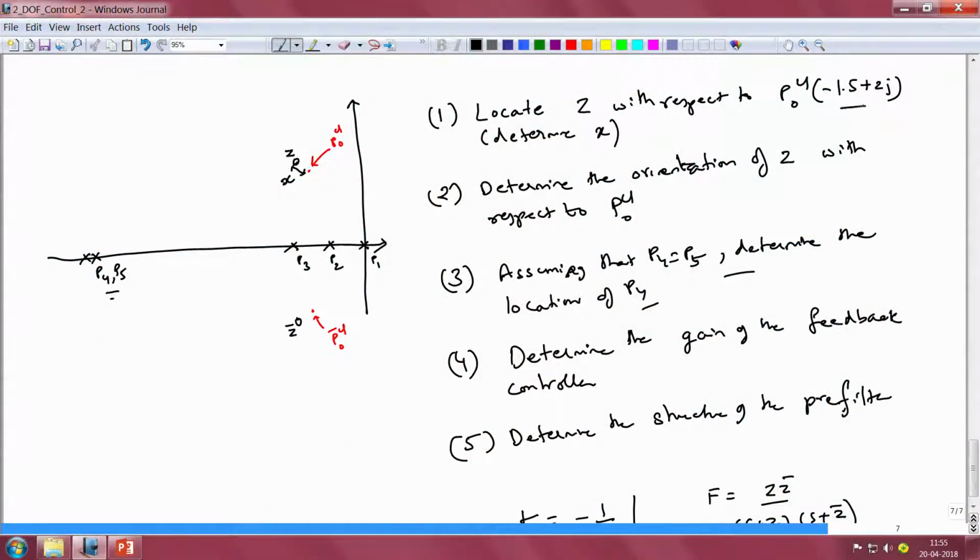And the design steps essentially have been outlined here. Now that we have the structure for the feedback controller, namely that it has two zeros, each of them placed close to the location where we want our dominant dynamics to lie and to not vary too much, and then two poles placed farther away. So, the first step is to locate the distance of this zero from the point PCL0, from the point where we want the nominal dominant poles to lie, namely minus 1.5 plus 2j and minus 1.5 minus 2j. The second step is to determine the orientation of the zero with respect to this point.